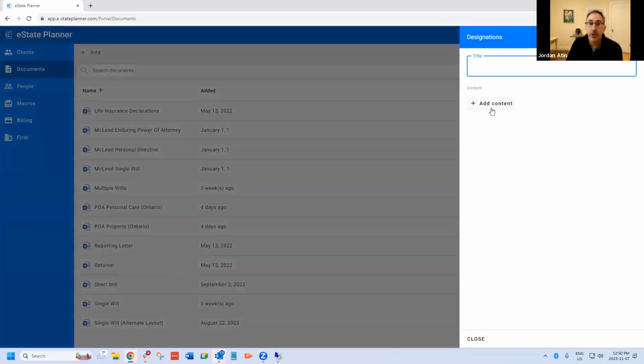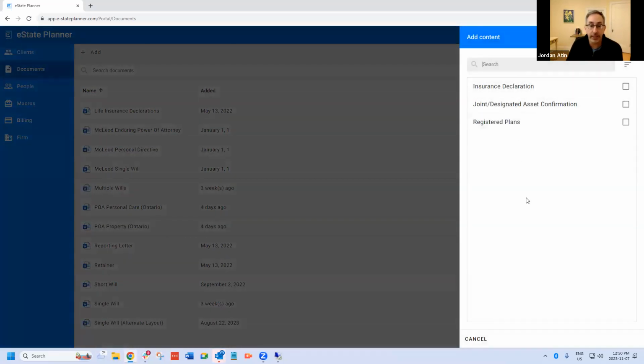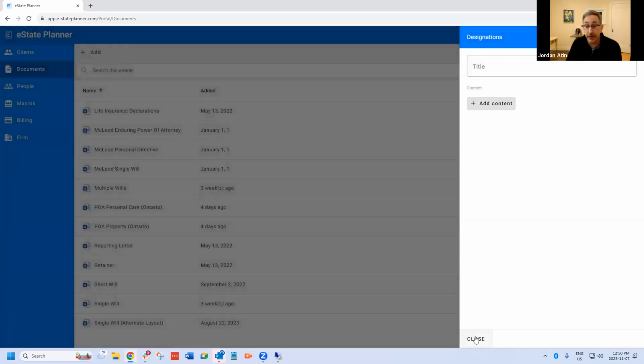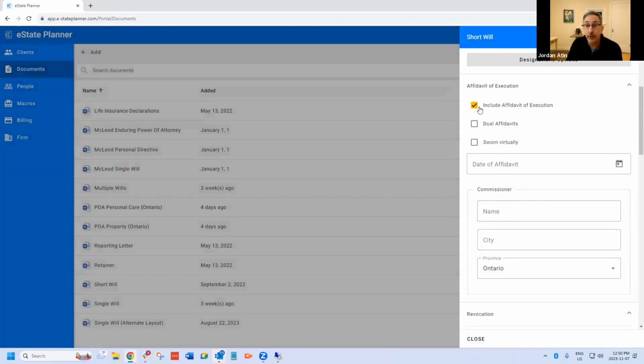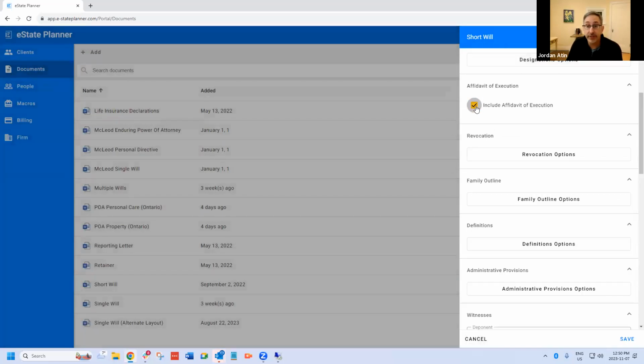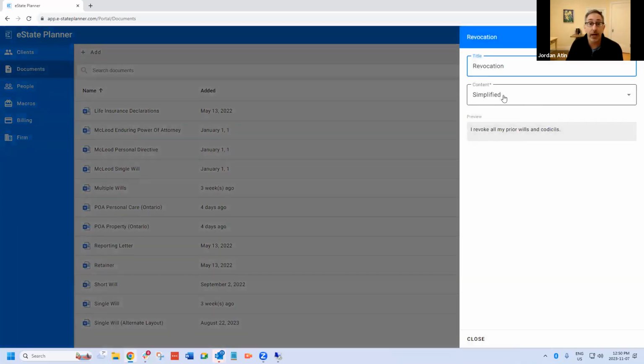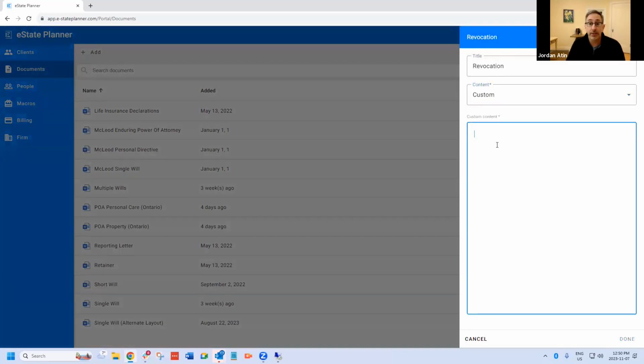So I can choose, do I want designations included in my short will by default? Again, don't forget I can change it per client, but this is setting up your default. Do I want to by default include affidavits of execution? No. Let's set up my revocation clause. I want my revocation clause to read not the simplified, not that one. I want a custom clause. Sure.